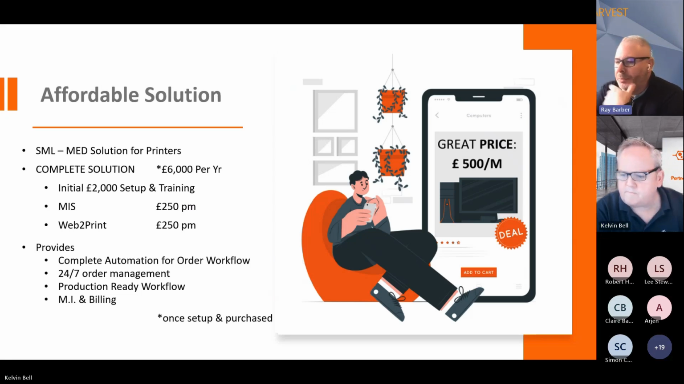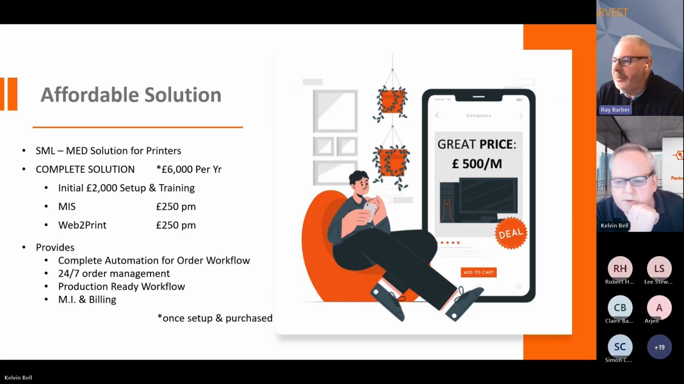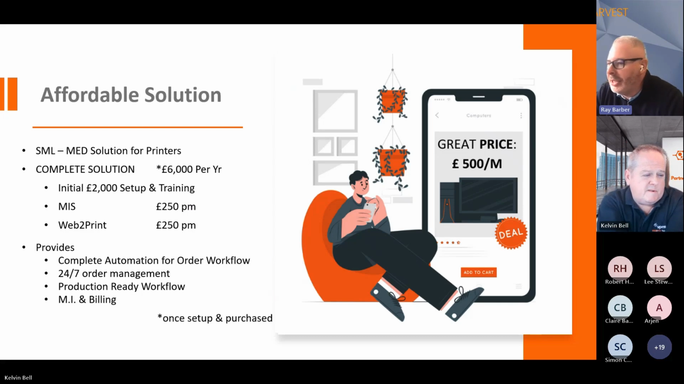Yeah, so our target is small to medium printers, and we feel this is a great solution for those who fit that description. It's a complete solution. Between us, it's an offering of £6,000 per year. The initial setup is £2,000 for setup and training. As I said, with Timeharvest especially, and with Vpress, all of the hard work's done at the front end, and then once it's up and running, you can really fly with that.